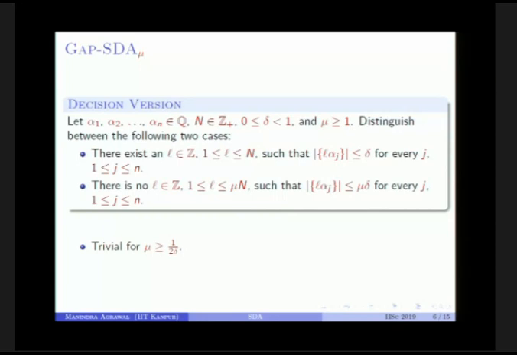Similarly, the other case I haven't mentioned: if mu is large enough so that mu n is equal to the LCM of all the denominators of alpha 1 to alpha n, then you achieve error 0. Again, there is really no problem. For large mu, this is a trivial problem. For, of course, mu equals 1, this is a hard problem. We have already seen that. So let's see in between, the values of mu.